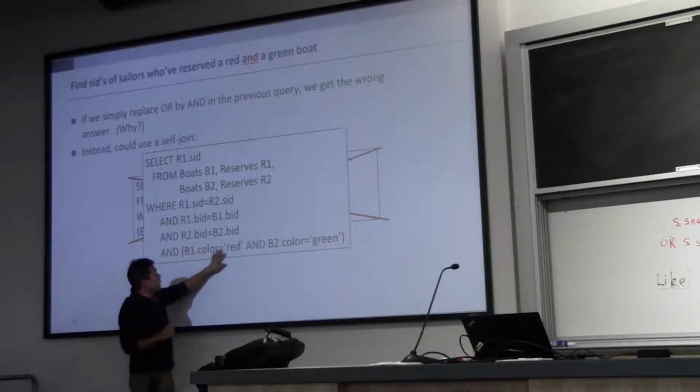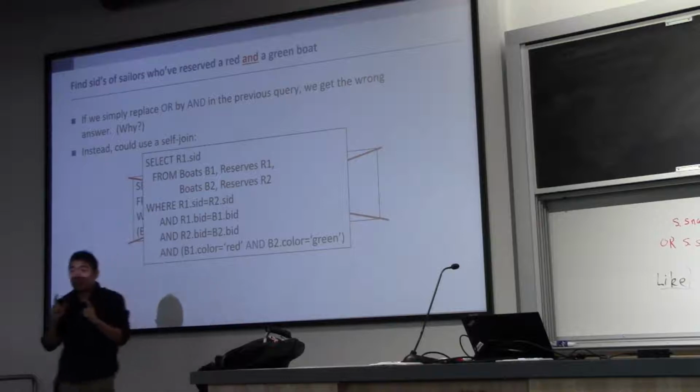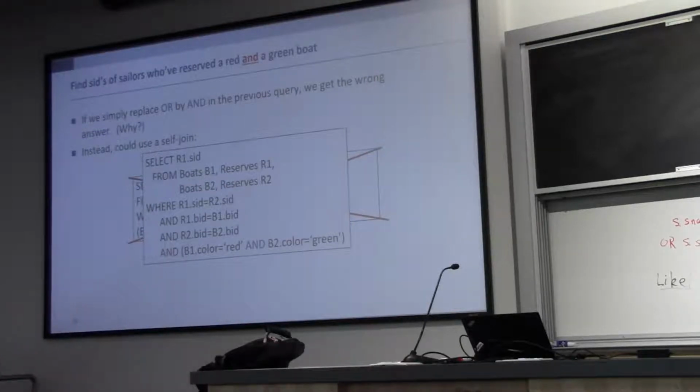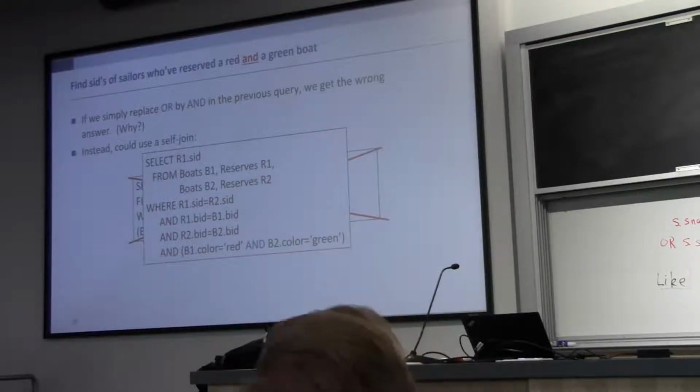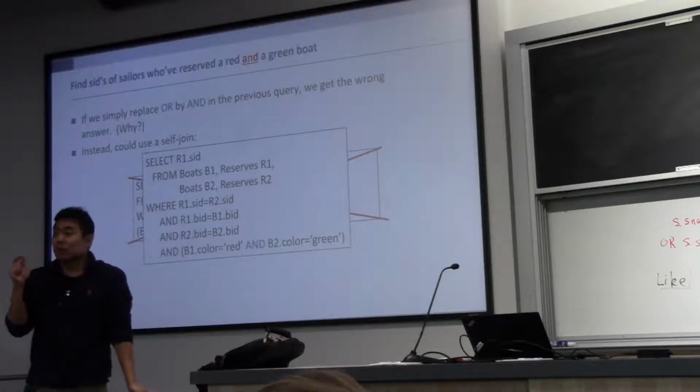And condition A, B1 color equal to red. What do you get? You get those sailors who reserve a red color boat. Does that make sense? Now imagine you do the same for R2 and B2, what do you get?